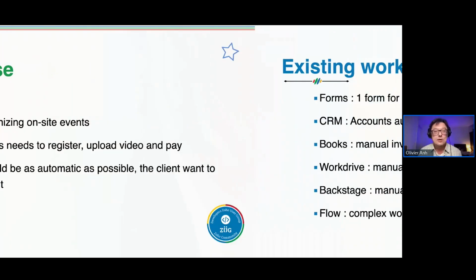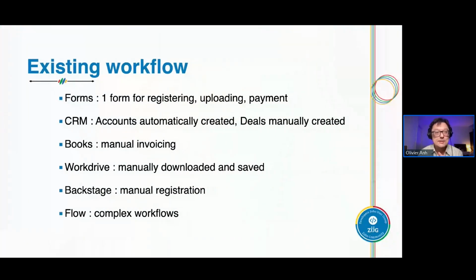So the workflow uses 1, 2, 3, 4, 5, 6 Zoho apps. So we have Forms, CRM, Books, WorkDrive. At the very beginning, there was also Backstage, and then also Flow. Flow is very central because this is all the intelligence of the whole workflow.